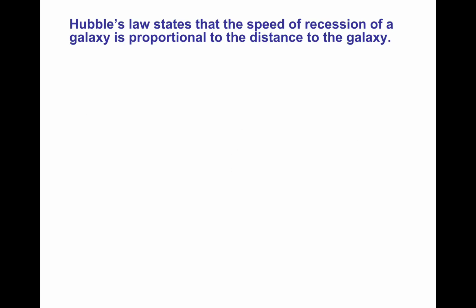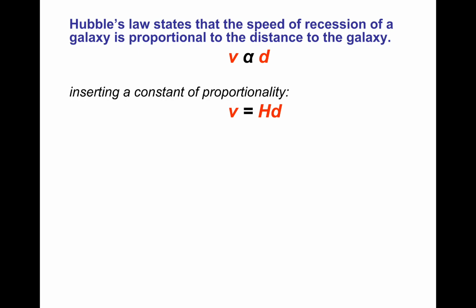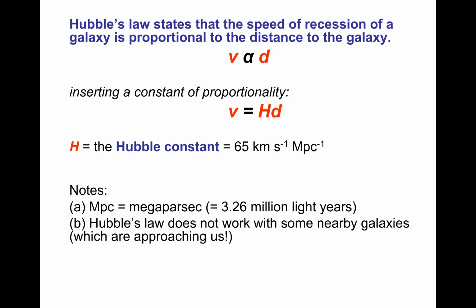So Hubble's law states that the speed of recession of a galaxy is proportional to its distance. So v, recessional speed, is proportional to d, with constant of proportionality H, and H is Hubble's constant. So there you go, 65 kilometers per second per megaparsec. A megaparsec is 3.26 million light years, because one parsec is 3.26 light years. When you're using the equation, the speed must be in kilometers per second, and the distance must be in megaparsecs, to match up with the constant.